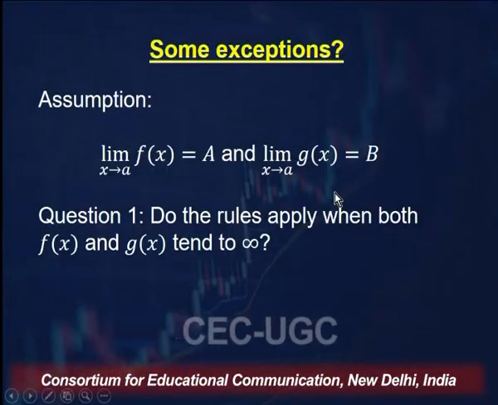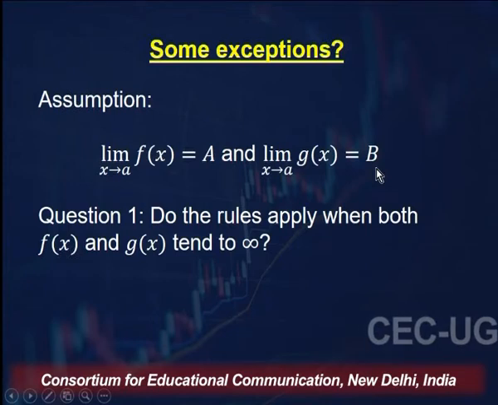Okay, and now we come to the interesting part of this lecture, which is asking: are there any exceptions to the rules that we have just talked about? And yes, there are some situations that you have to keep in mind. If you go back to the general rules for computing limits, the assumption that we used was that the limit of the function f as x tends to a is this finite number capital A, and the limit of g of x as x tends to a is this number capital B.